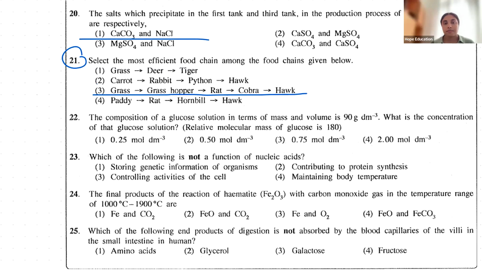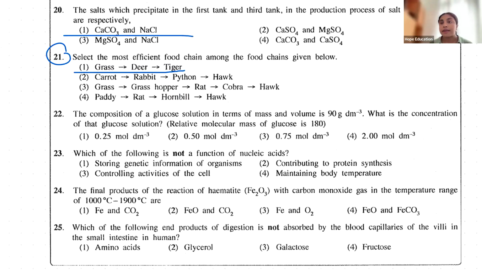Okay, others? Wait, Lamai. May 21st, most efficient food chain. That is not the third one. That is the first one. First one, okay. Underline it, we will discuss that. Answer the first one, underline, we will discuss it later.